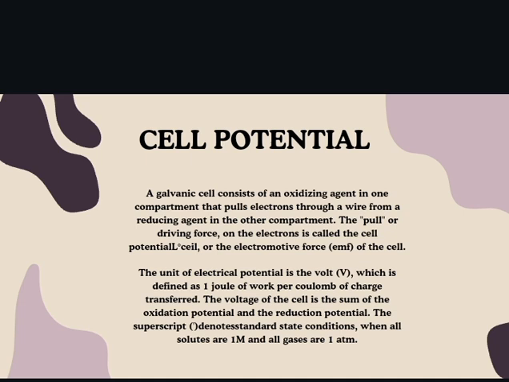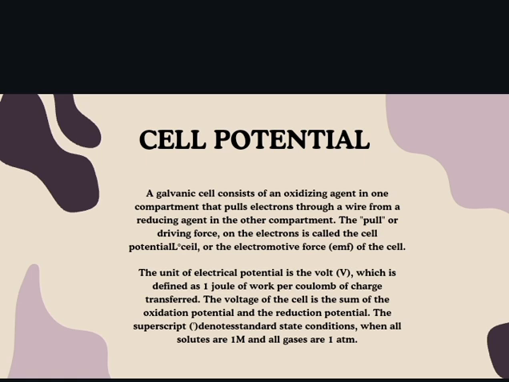Cell potential. A galvanic cell consists of an oxidizing agent in one compartment that pulls electrons through a wire from a reducing agent in the other compartment. The pull or driving force on the electrons is called the cell potential or the electromotive force, EMF, of the cell.